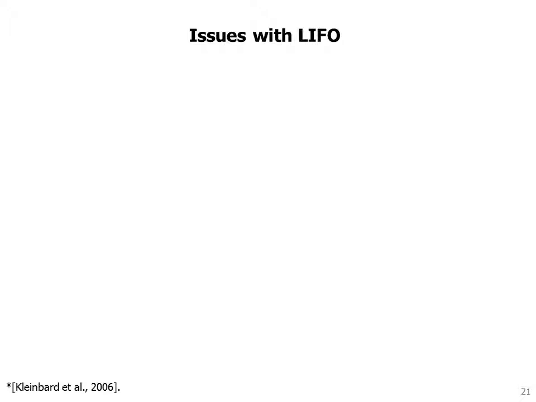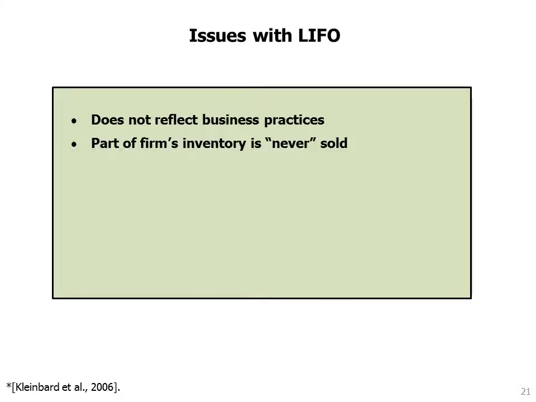Let's just finish by looking at some issues with LIFO, which help to explain why its use is prohibited under IFRS. It doesn't reflect business practices. Businesses sell their oldest inventory first. As stock comes in, they want to get rid of their oldest stock before they start selling their most recent stock. And LIFO is assuming the opposite, which is that they hold on to their older stock and they sell their most recent stock. And in effect, under LIFO, for a firm which doesn't take its inventory down to zero, part of the firm's inventory is never sold.